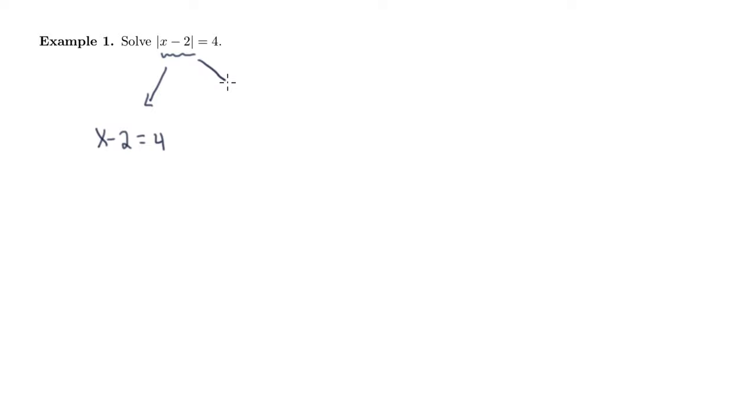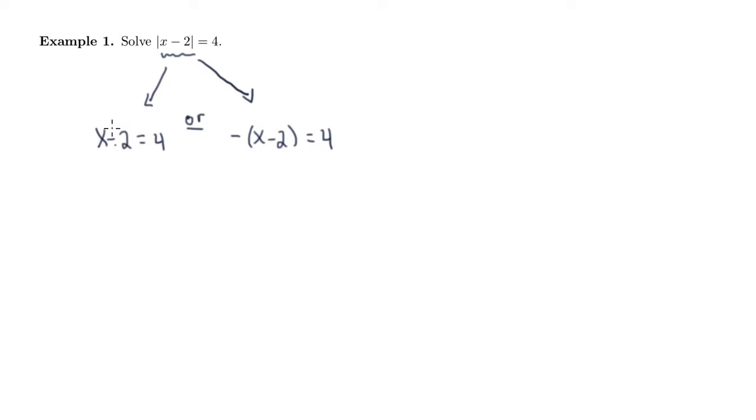The other case is if we have a negative inside the absolute value, because that's going to be fine too. And in that case, we'll have negative x minus 2 is equal to 4. Okay, and so we have this very important word, or. So either one of these equations could be true to make the initial equation true.